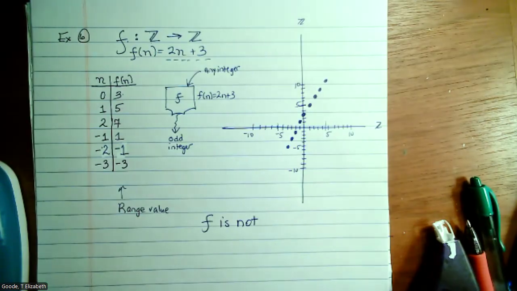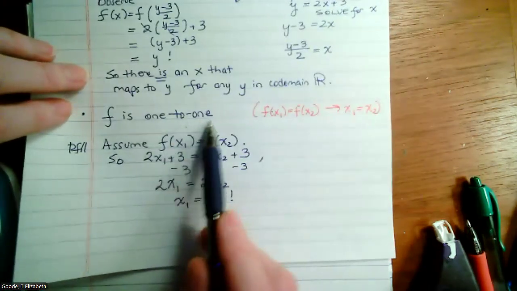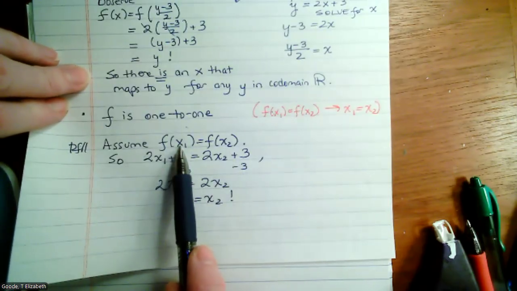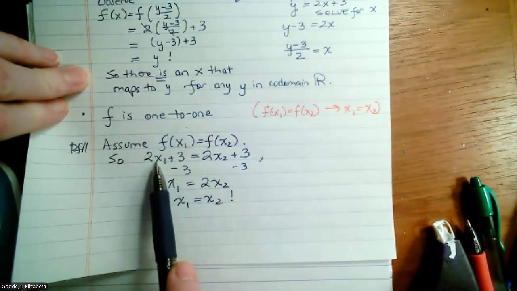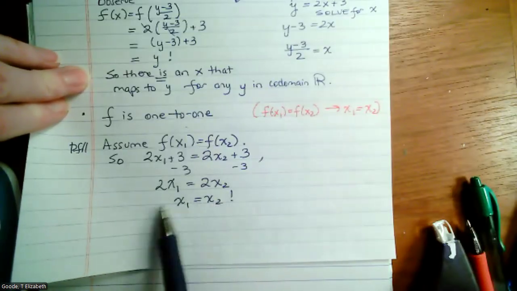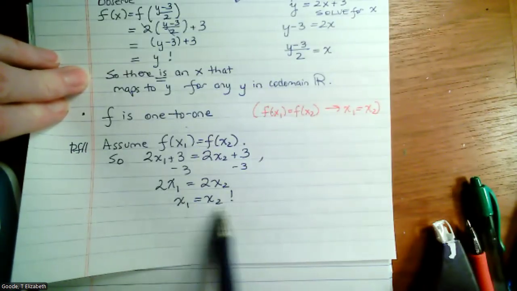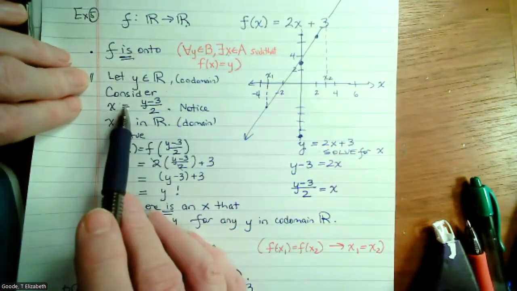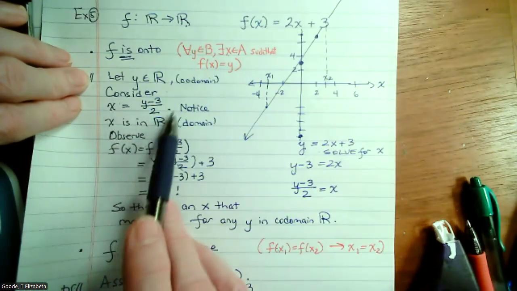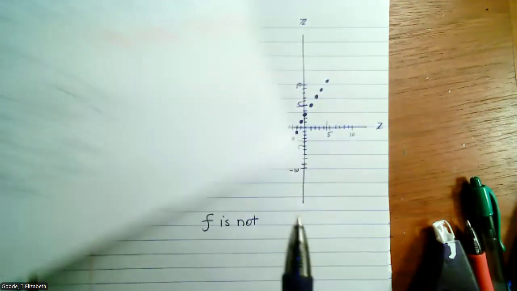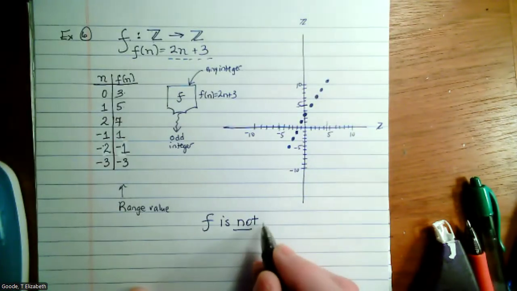The proof of one to oneness that we used for the continuous domain and codomain still holds. If you set f of x1 equal to f of x2, you still have 2x1 plus 3 equals 2x2 plus 3, and you still can cancel the 3's and subtract, and cancel the 2's and get x1 equals x2. That still works. But this argument about onto doesn't work because this isn't necessarily going to be an integer. So f is not onto.